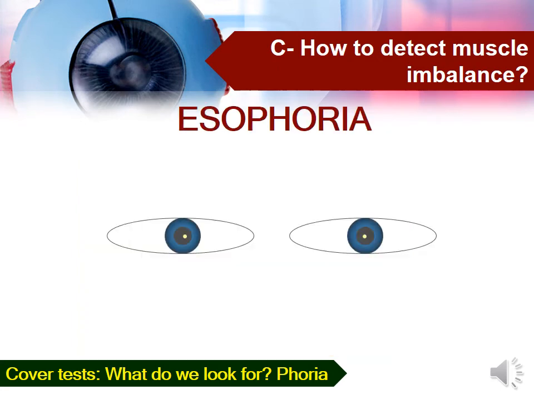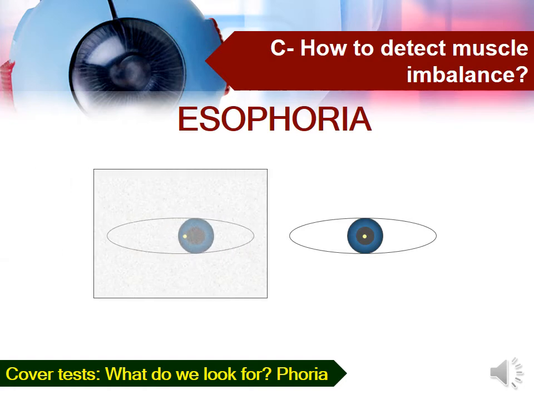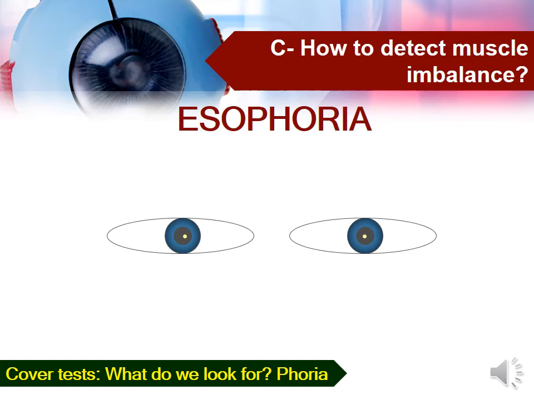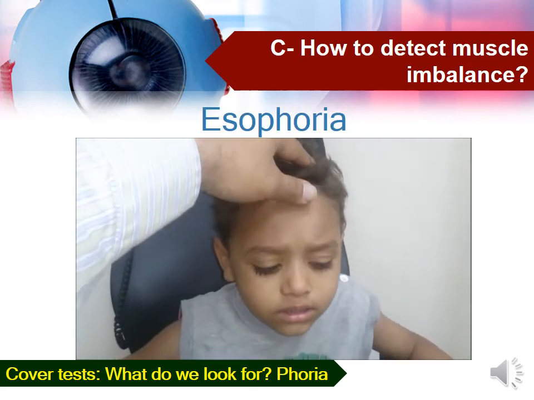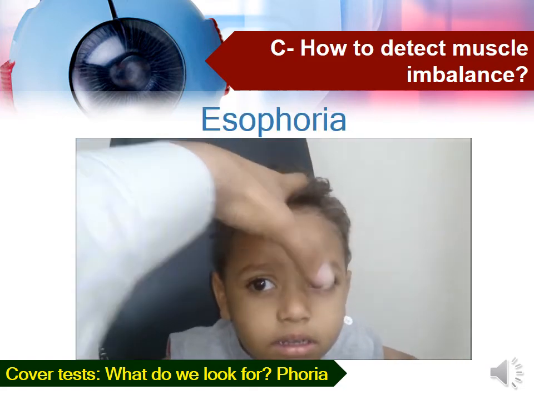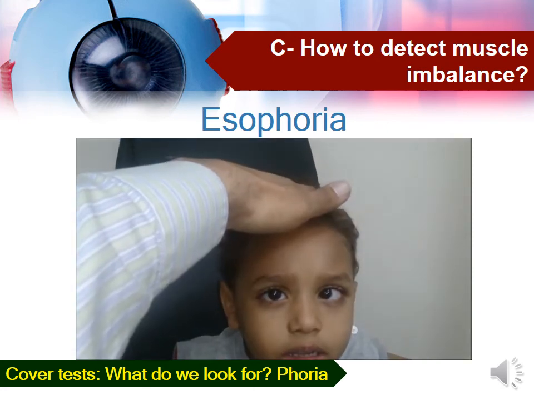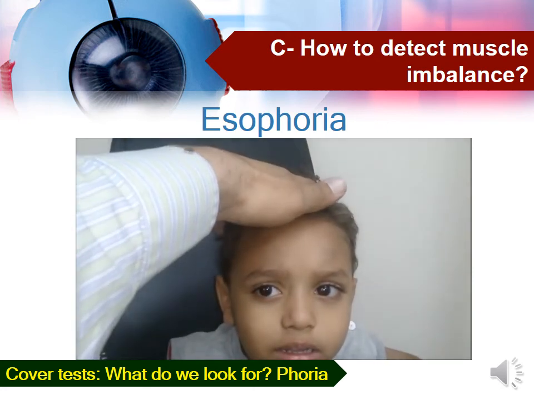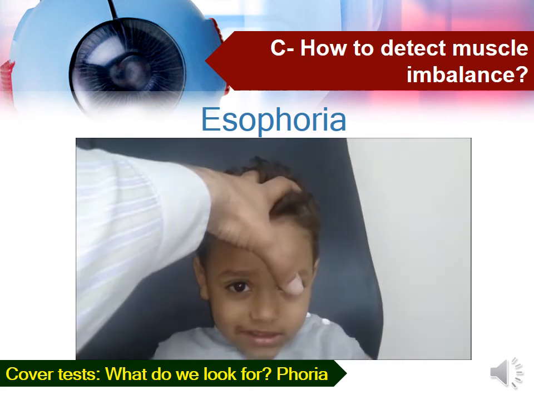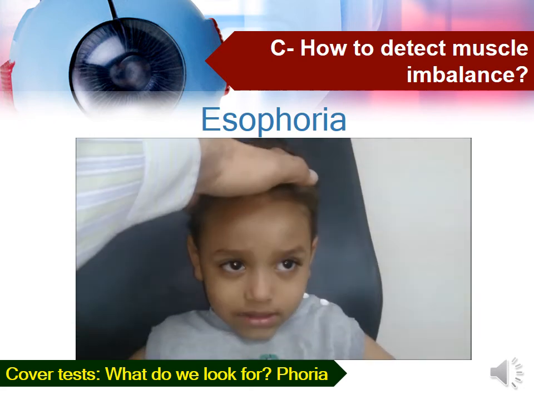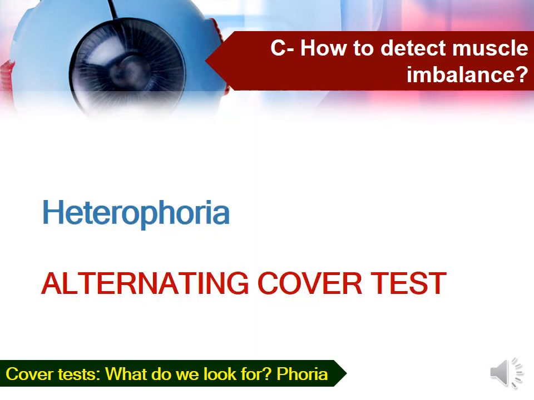In esophoria, the eye deviates in under the cover. When you take off the cover, you can see that the right eye was deviated in and moves quickly back to regain fixation immediately when you take off the cover. This is a patient with esophoria. When you cover the left eye, the eye deviates in under the cover. Once you take off the cover, the eye moves back quickly from inside out to regain fixation.